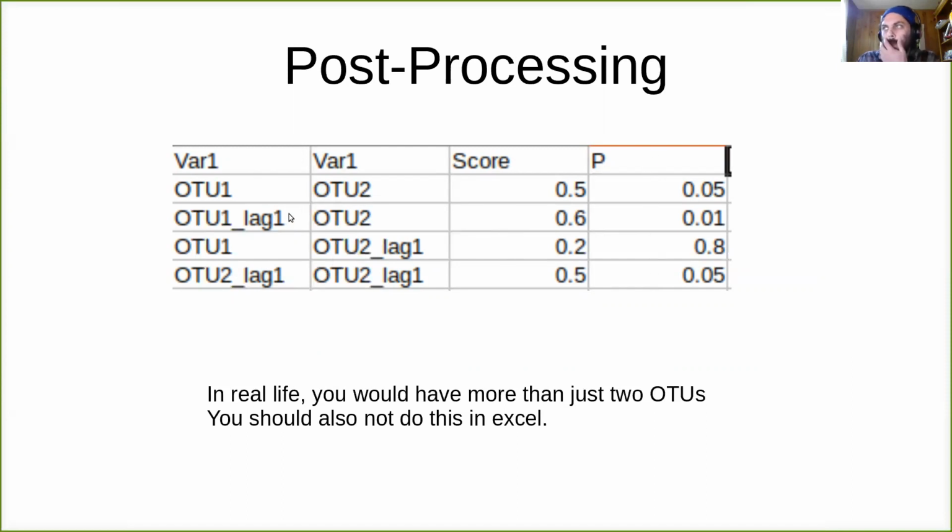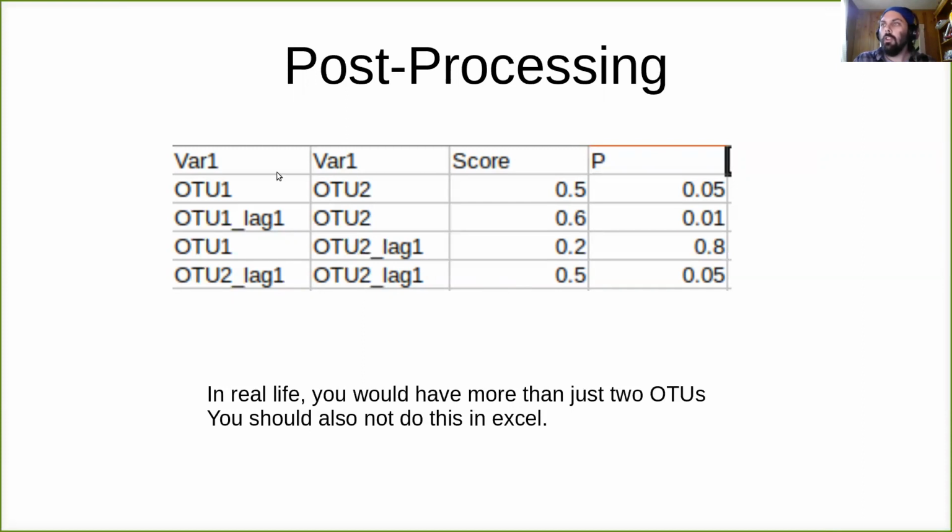Now keep in mind that in this particular case, we've got OTU1 versus OTU2 has some score. OTU1 lagged versus OTU2 lagged would have the same score, right? So we have two variables and we just shift them both down 1. We haven't really done anything to them, so we're going to get the same score out of that.